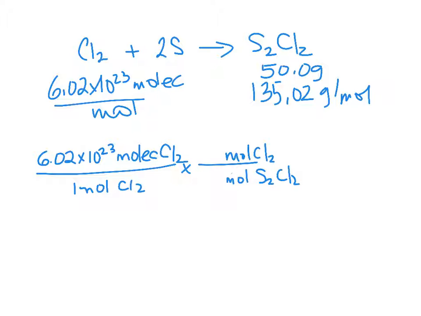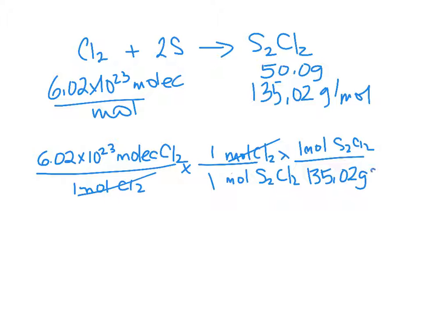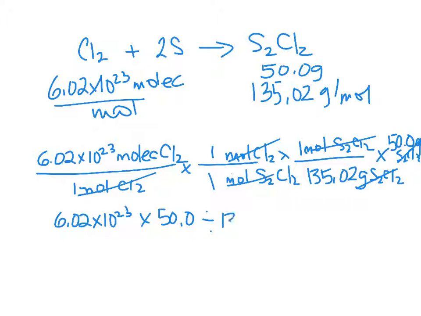I always set up my mole ratios like this. I put what I want on the top and what I have on the bottom. Then I go back and put the coefficients in. So we don't have moles of Cl2 anymore. 1 mole of S2Cl2 from our molar mass. 50 grams. So now grams of S2Cl2. So the only unit we're left with is molecules of Cl2. So in your calculator now, you would just put in 6.02 times 10 to the 23rd times 50 divided by 135.02.